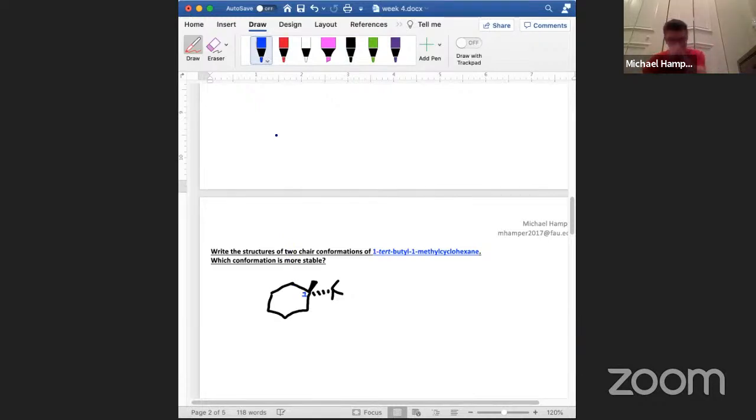So this, I'm saying, is our first carbon. Now you go to the chair, because now you have some sense of direction where the substituent should be pointing.